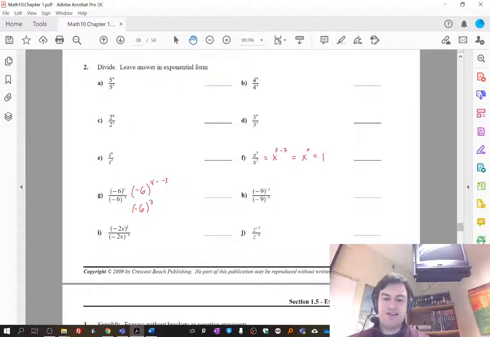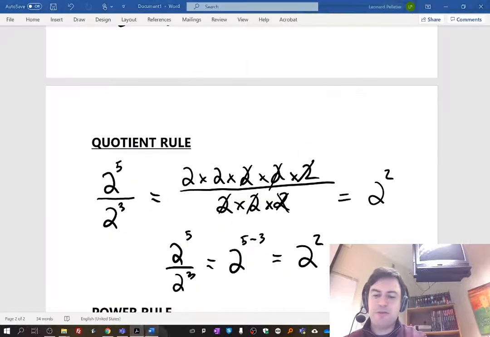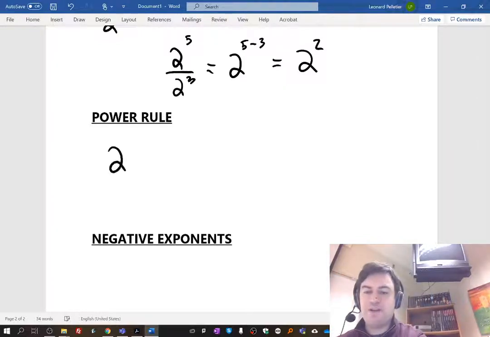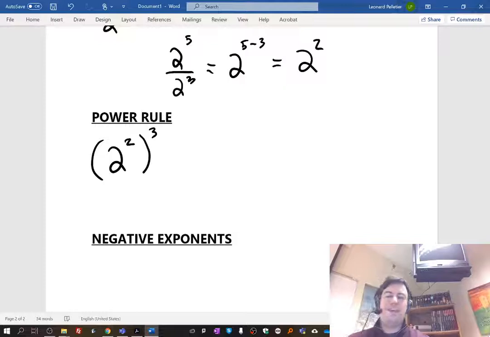There's a third question that's going to be about power rule. So we'll just go over the power rule. That's going to be talking about when you have a power raised to another power. So for example, if we have 2 to the 2 to the power of 3. I know, right? What kind of craziness are we dealing with here? But this isn't actually that uncommon to see in math. So we have 2 to the 2 to the power of 3. How can we simplify this?